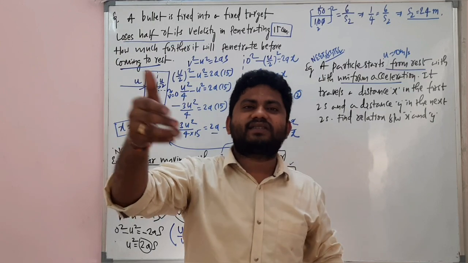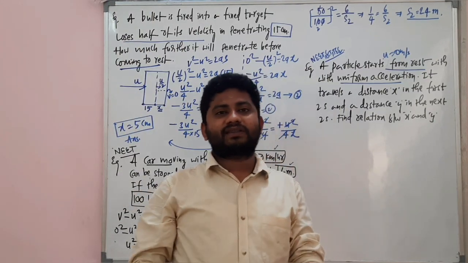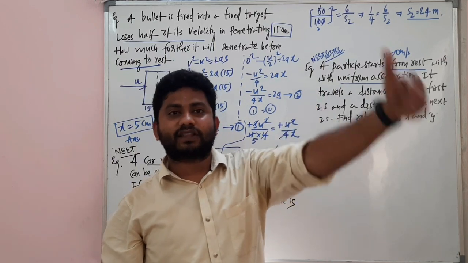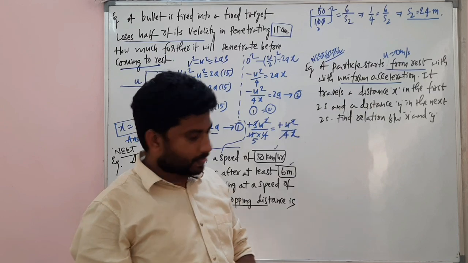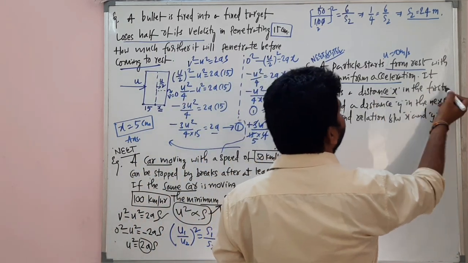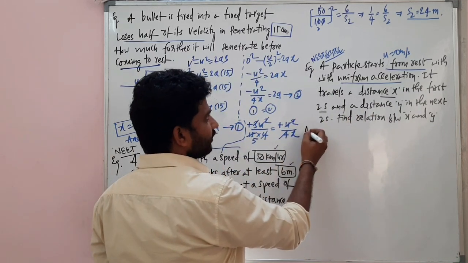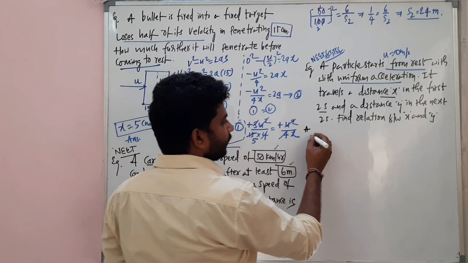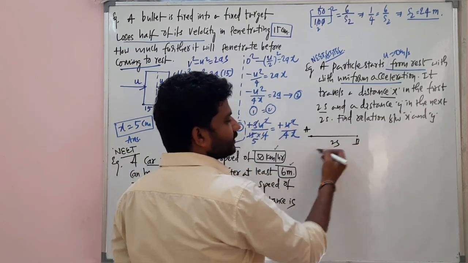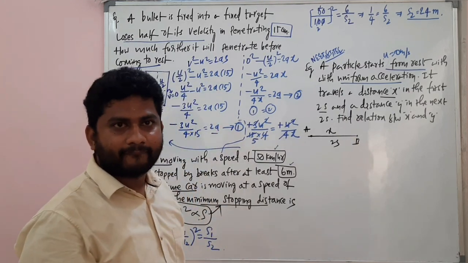And the next 1 second distance covered will be more than the previous. So uniform acceleration means speed is increasing, and distance covered is also increasing with time. Remember this. Now, it travels a distance x in the first 2 seconds, right? So look here, the body is starting from point A and reaching point B in 2 seconds, it has covered a distance x, right?